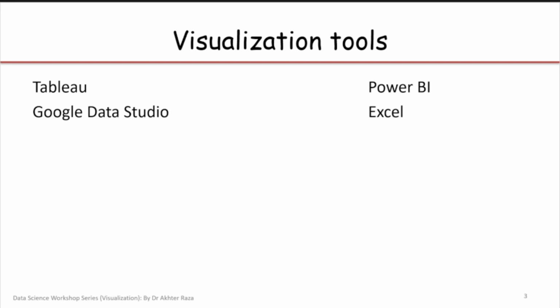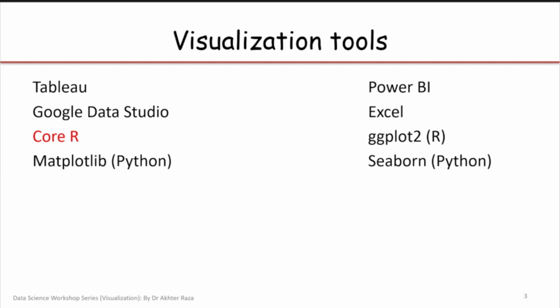Visualization tools. Very important tools are Tableau, Power BI, Google Data Studio, Excel, Core R, and ggplot. Core R and ggplot are the two important functionalities in R. I will discuss Core R to keep the lecture as simple as possible. There are many other tools. One of the very important tools is QlikView. MicroStrategy also provides a tool for visualization.